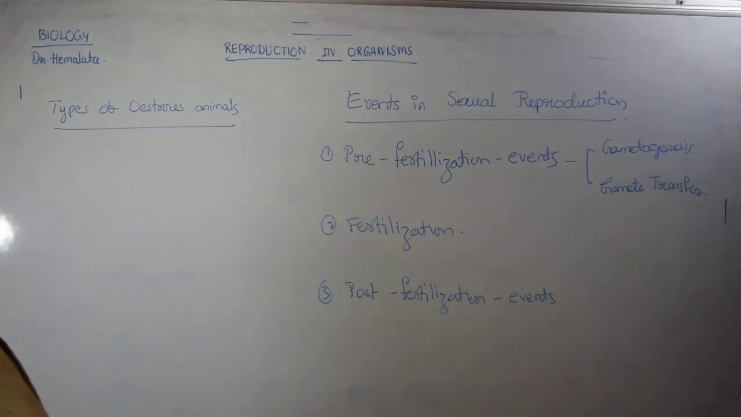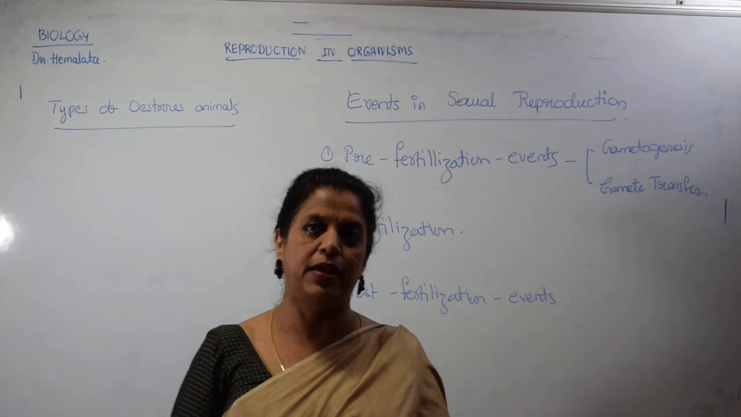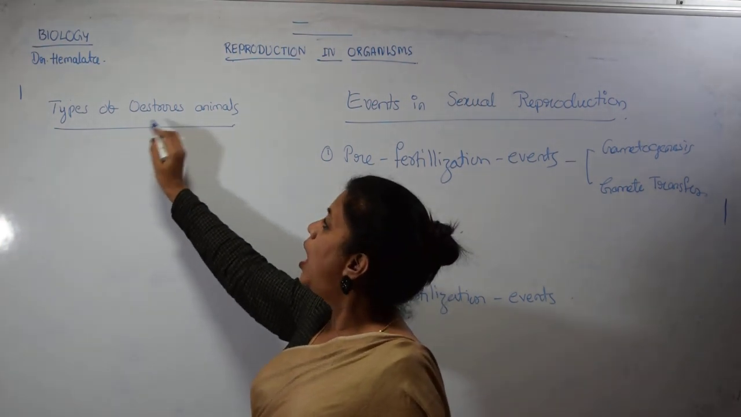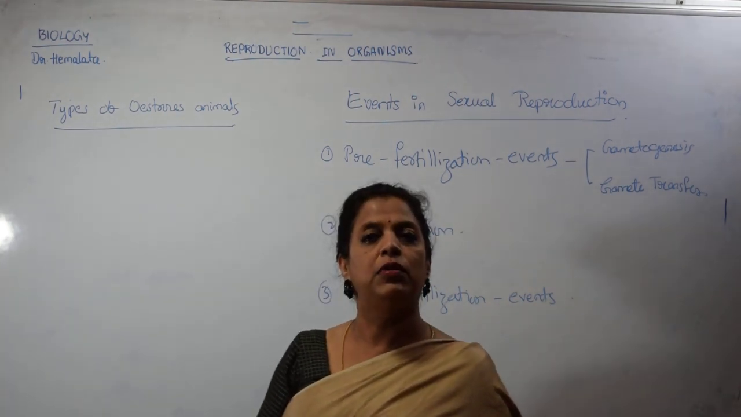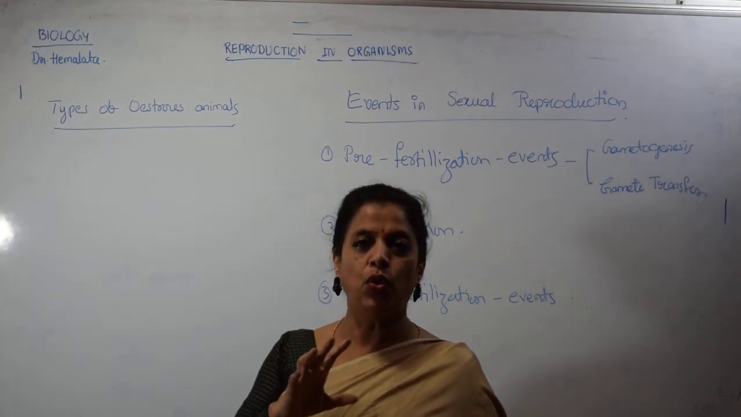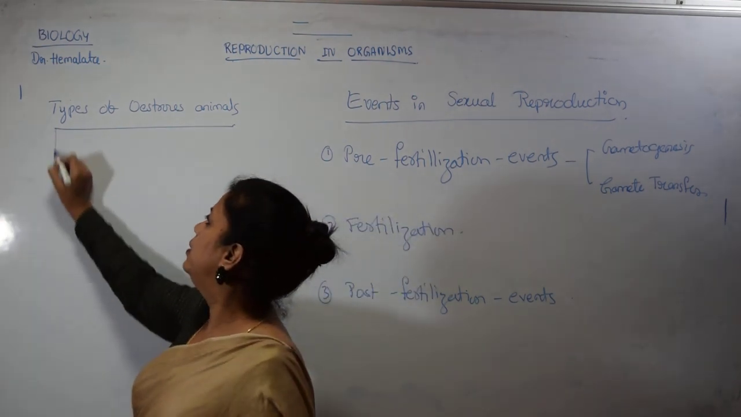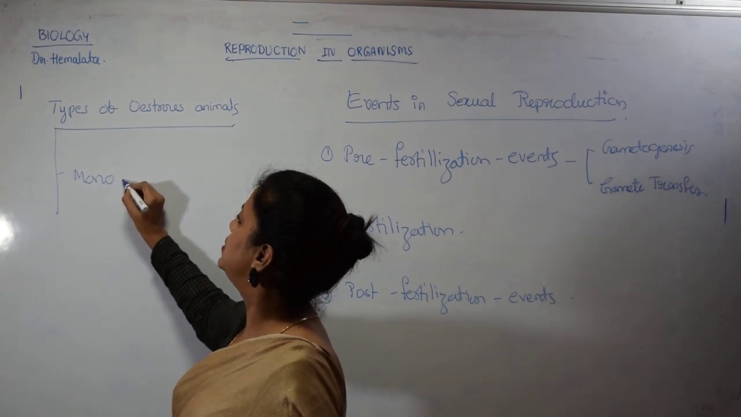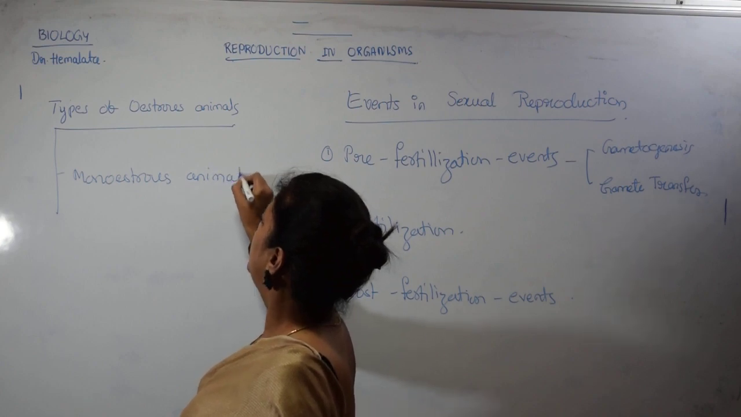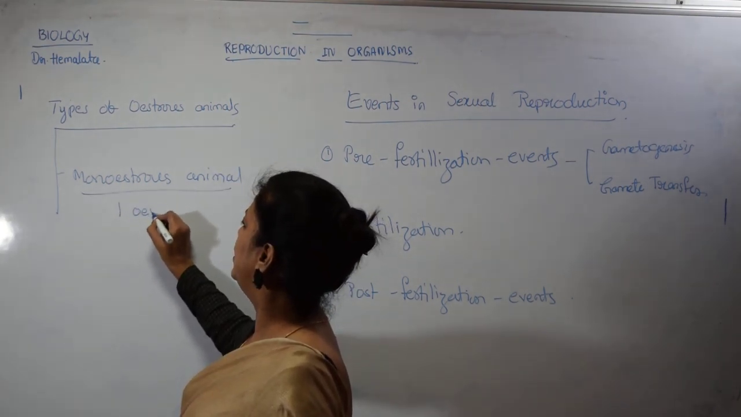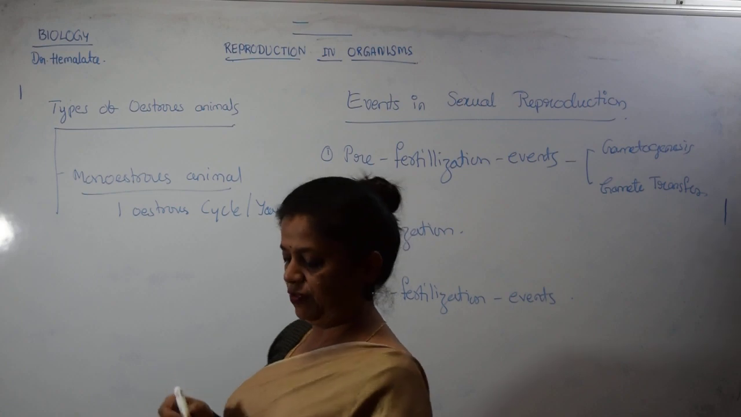Okay, now students, let's continue with sexual reproduction. I already told you about the estrus cycle and the menstrual cycle. Now the next part is, how many types of estrus-cycle-having animals are there, right? There are some animals which undergo one estrus cycle in the whole year. In one year, one estrus cycle. They are called monoestrus animals. Monoestrus animals undergo a single estrus cycle per year. Okay, that's the first one.